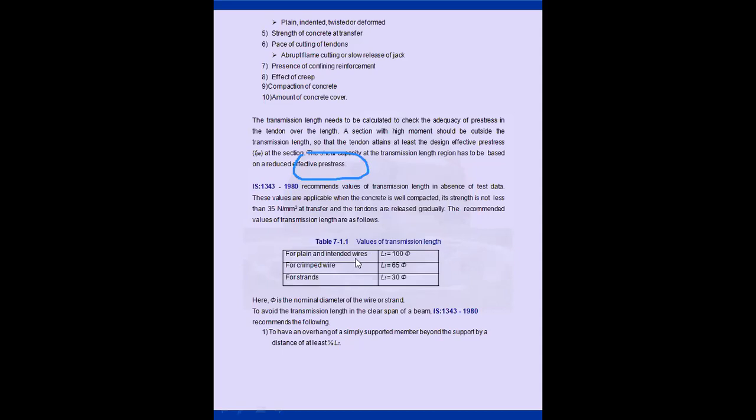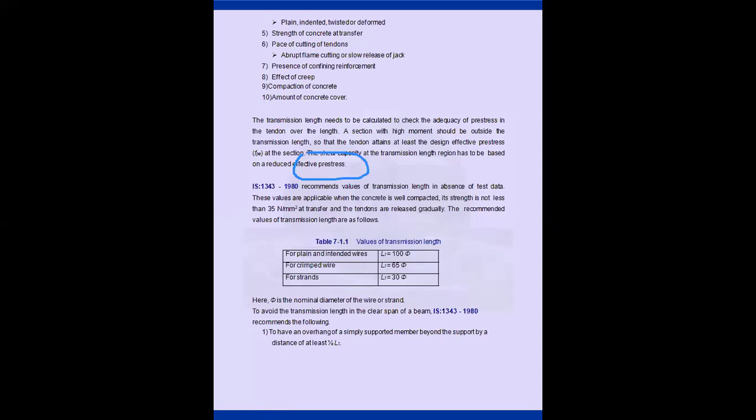for plain and indented wires. Just now we have gone through three different types: indented wire, twisted rod, and hard deformed rods. Based on the different types of rods, the value of transmission length was given by the code. So Lt is equal to 100 phi. What is phi here? Phi stands for diameter. Let us take the diameter of the rod as 10 mm. By that, the transmission length is 1000 mm, which is nothing but 1 meter. So 1 meter should be the transmission length for plain and indented wires.